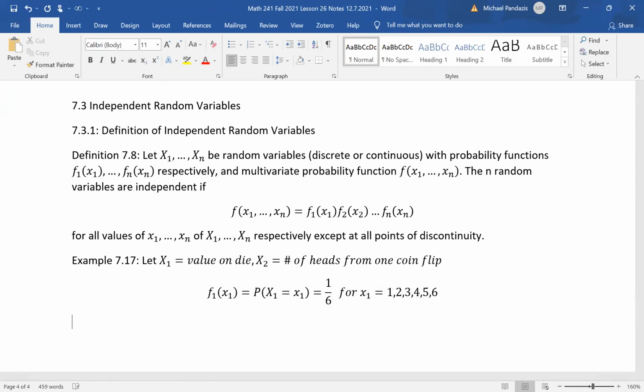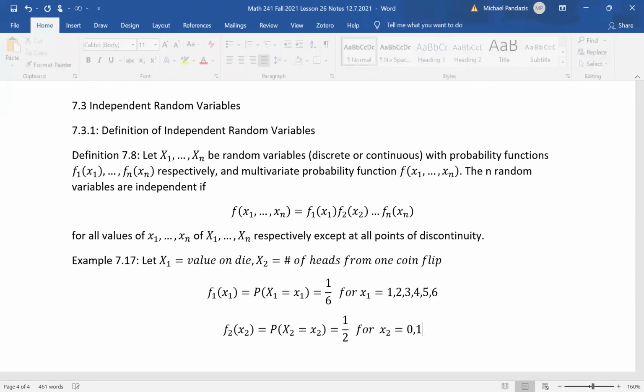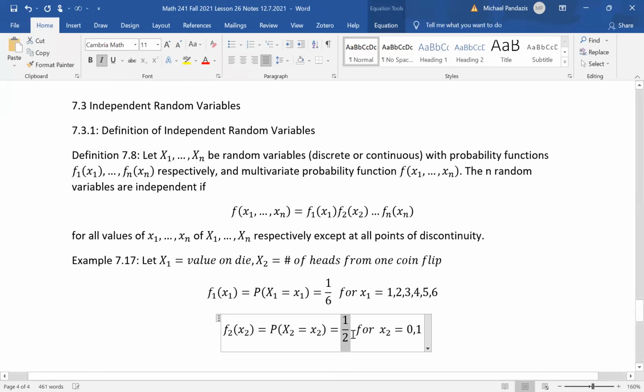And f sub 2 of x2, well, it's flipping a coin, right? This is the probability that capital X2 is equal to some fixed little x2. And this is equal to 1/2 for x2 equal to 0 or 1. It's a 1/2 chance that when you flip a coin once, you get 0 heads, and there's a 1/2 chance you get 1 head.